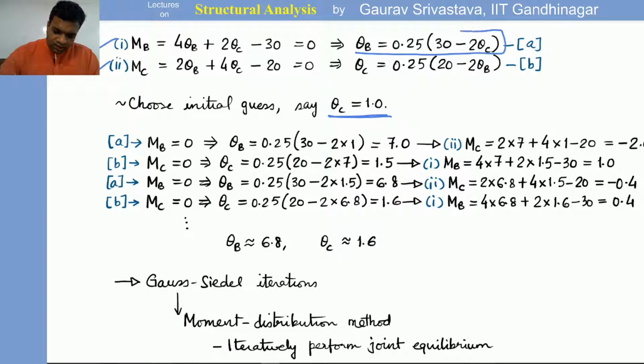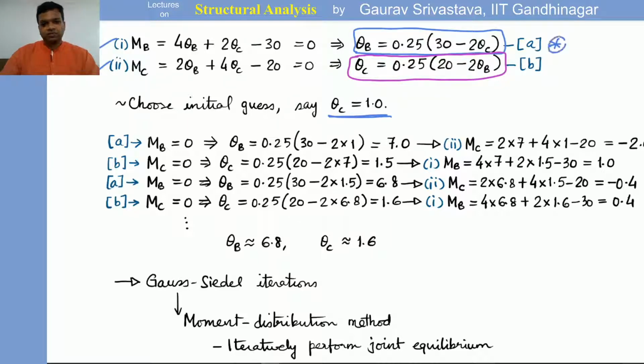Okay, we call it A, and one of them we rewrite in terms of theta c, and we call it B. So what it means is that if we know theta c, we can use this A to calculate theta b, and if we know theta b, we can use this B to calculate theta c.